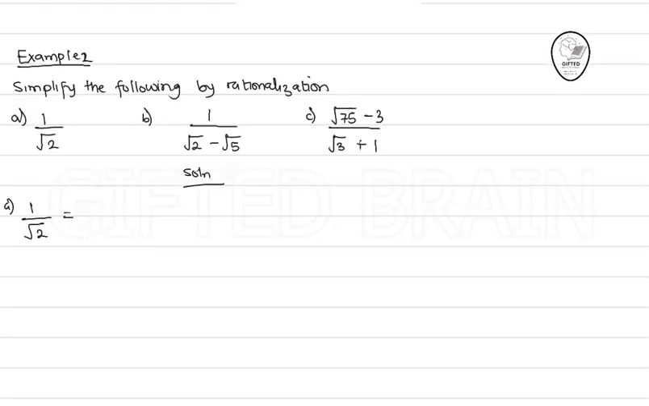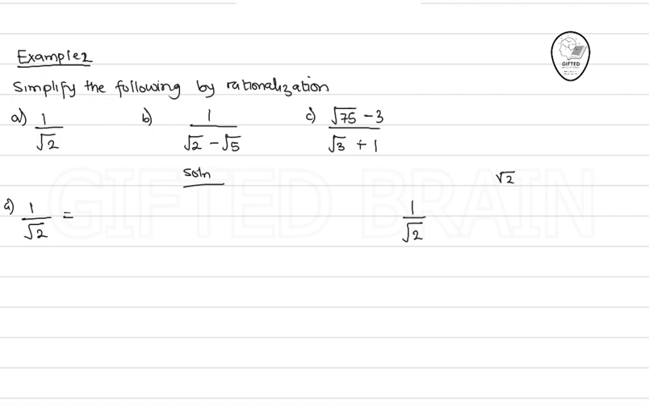Now we can see how we apply this. The question says simplify by rationalization. The first thing I want to say is: why rationalization actually? Why do we talk about rationalization and the conjugate of a surd before I solve this question? Now look at this question. It is a fraction, 1 over root 2.